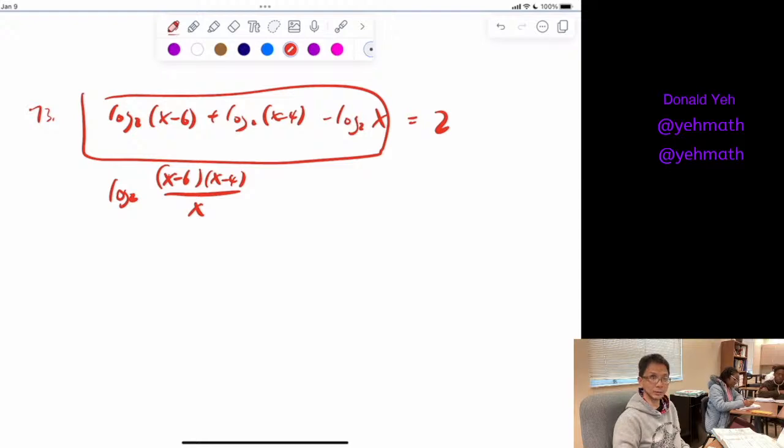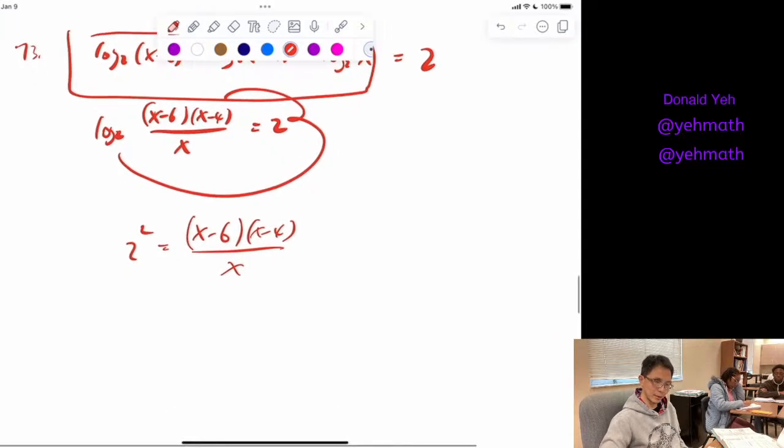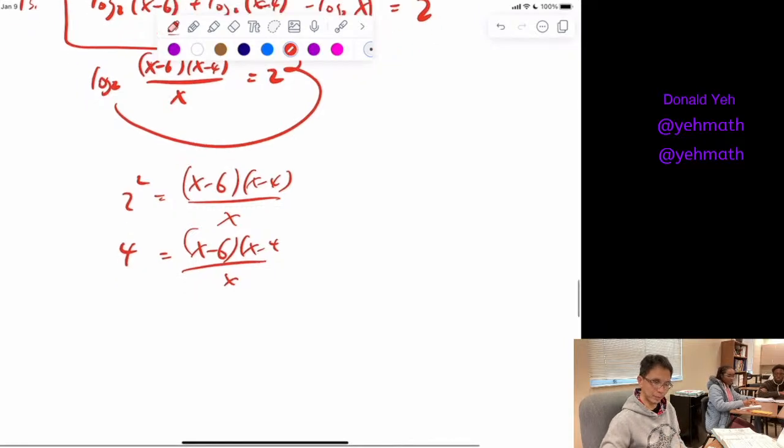Okay, so that is going to be log base 2 of x minus 6 times x minus 4 over x is equal to 2. Now this is the base, right? So that's going to be 2 to the 2 is equal to x minus 6 times x minus 4 over x. So that's 4 equal to x minus 6 times x minus 4 over x. You have to get rid of the denominator, multiply both sides by x.